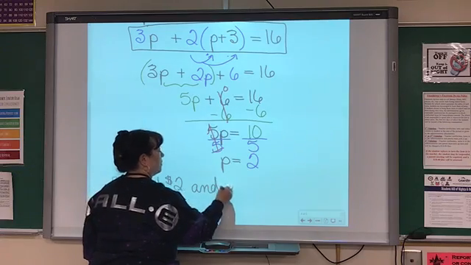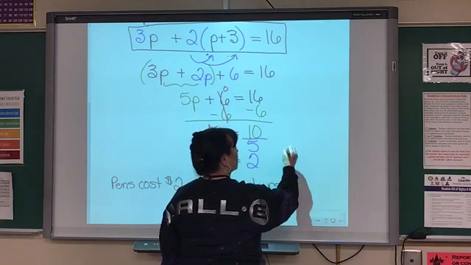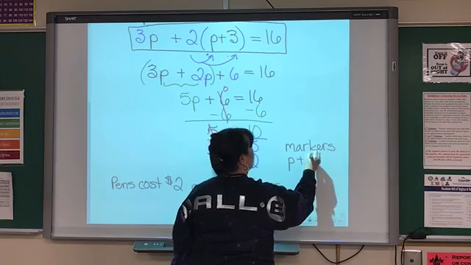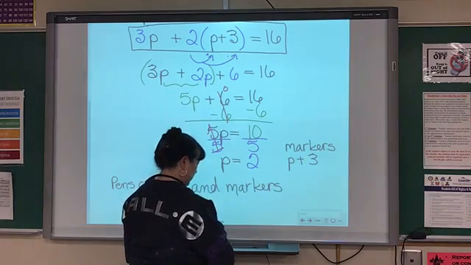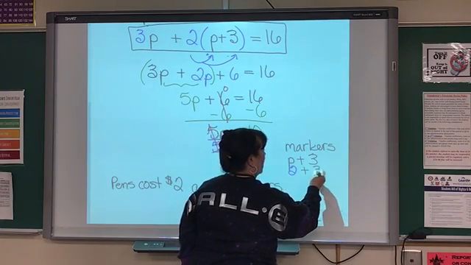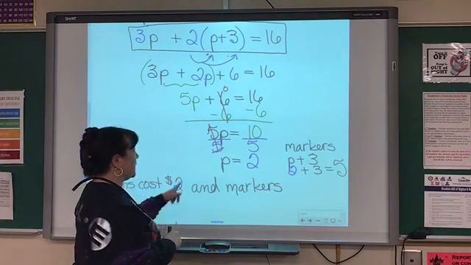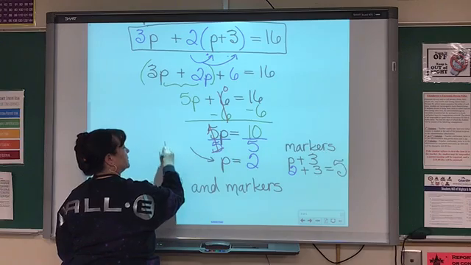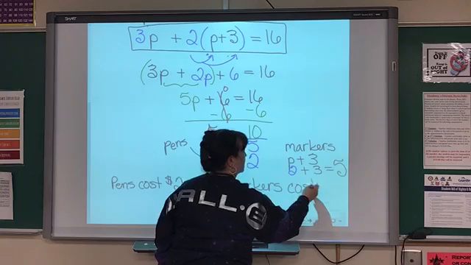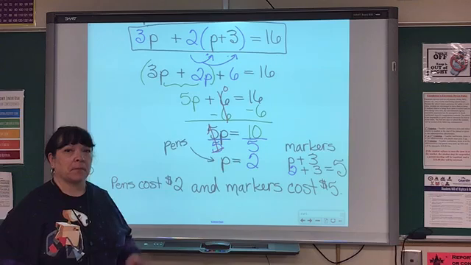And markers, well, remember what we said. Markers were P plus 3. If P is 2, and I add 3 to that, I'm going to get that my markers cost $5. So pens cost $2 because P was pens. Markers cost $5. And there you have it. Piece of cake.